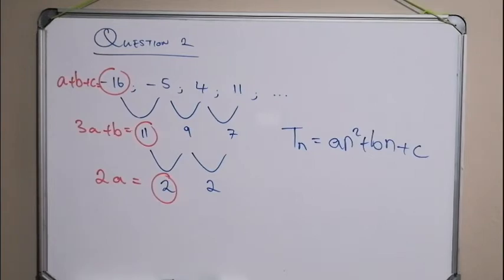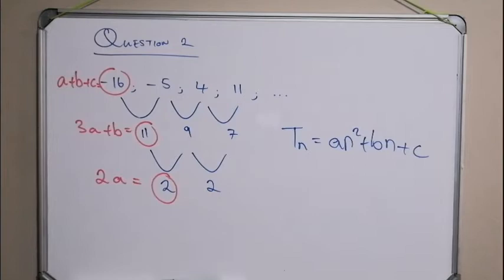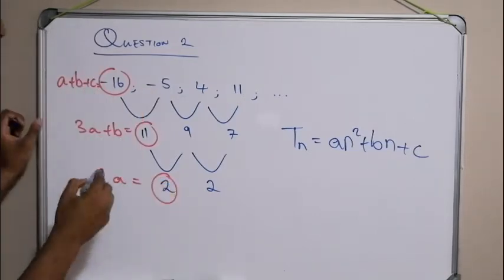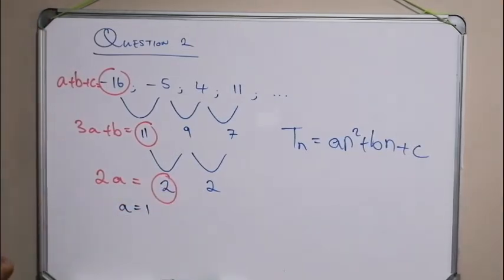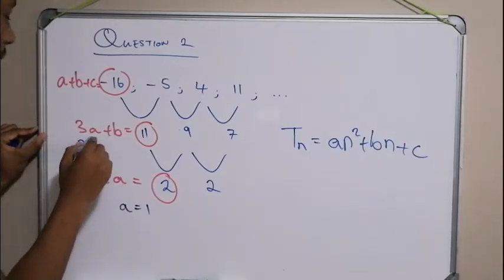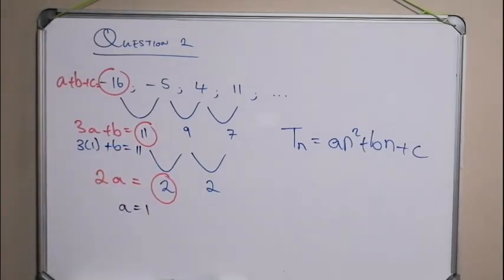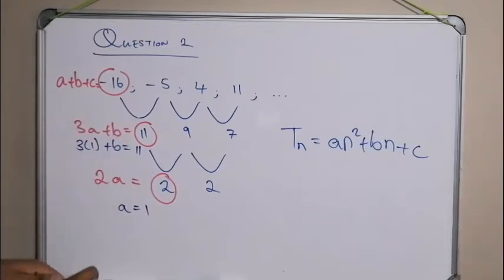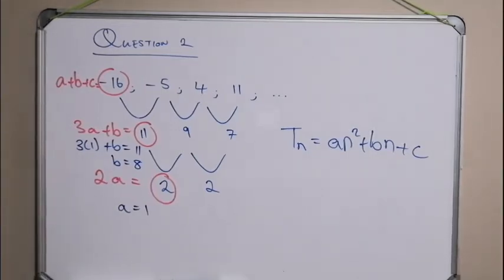They actually have some meaning. Let's start with the first one, because this equation only has one variable and we can solve equations that have one variable. 2a equal to 2, a is just equal to 1. Let's substitute that in here. So if a is equal to 1 and 3a plus b is equal to 11, 3 multiplied by the 1 is just 3. So if you take the 3 across, you minus it from the 11, and that is just equal to 8.